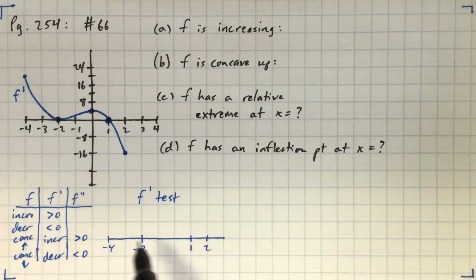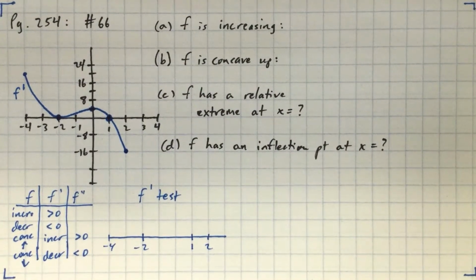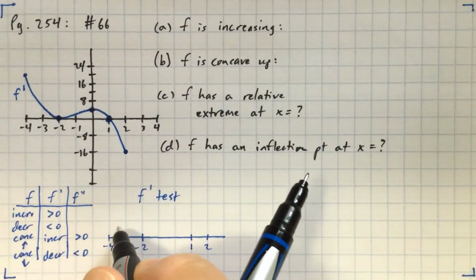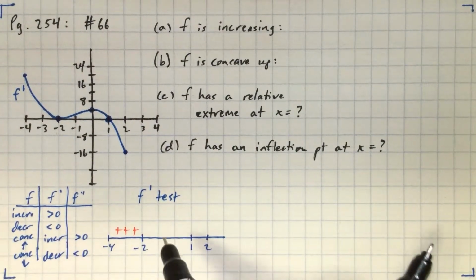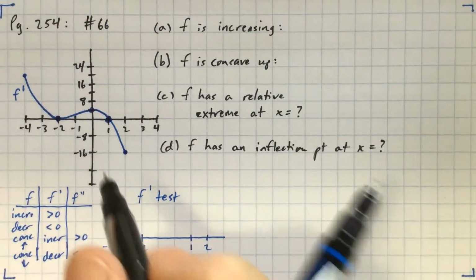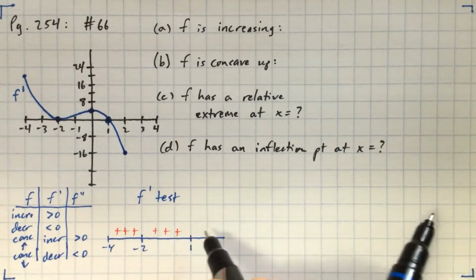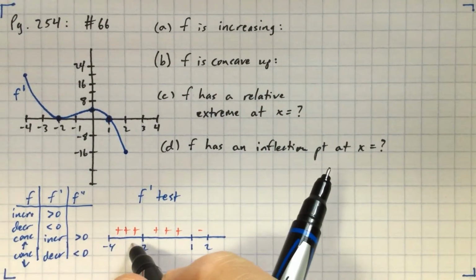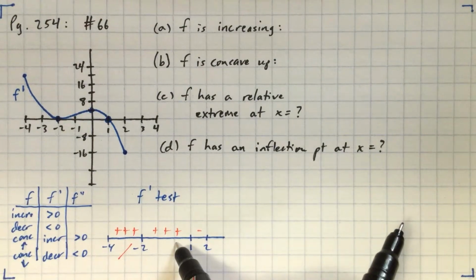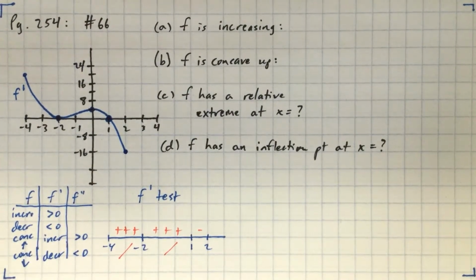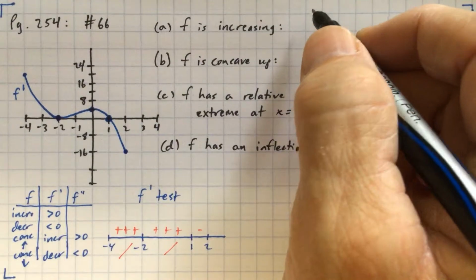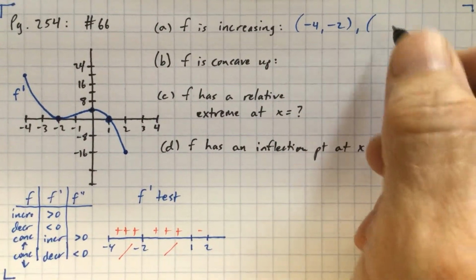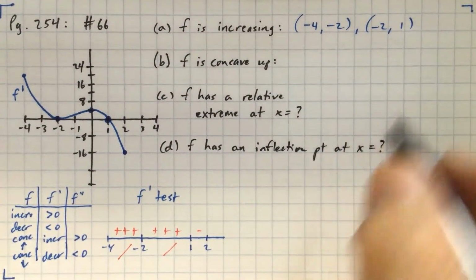On the interval from -4 to -2, the f prime graph is above the x-axis, therefore the sign of f prime is positive. The f prime graph is also above the x-axis between -2 and 1, and it's below the x-axis between 1 and 2. So f would be increasing on the interval from -4 to -2, as well as from -2 to 1. Let's answer that question right here: on the interval from -4 to -2, as well as from -2 to 1.